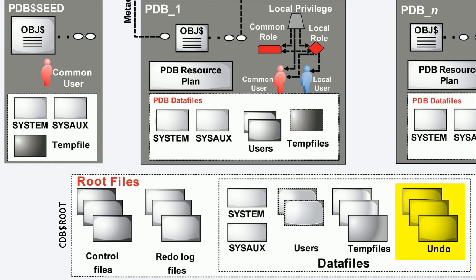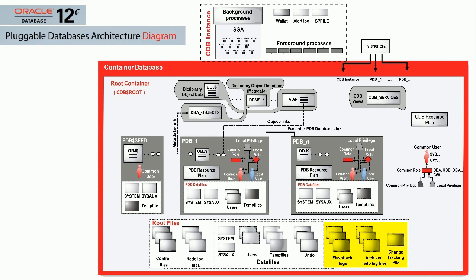Notice that undo is maintained at the root container level. Thus, each PDB does not have its own undo tablespace. Flashback logs, archived redo logs, and change tracking are also maintained at the root container level.